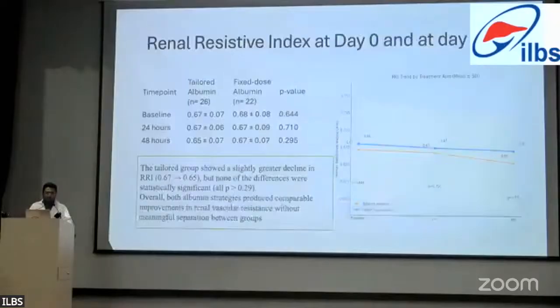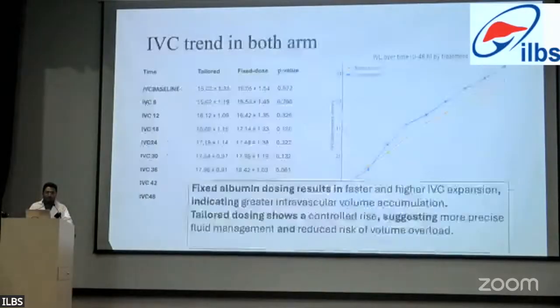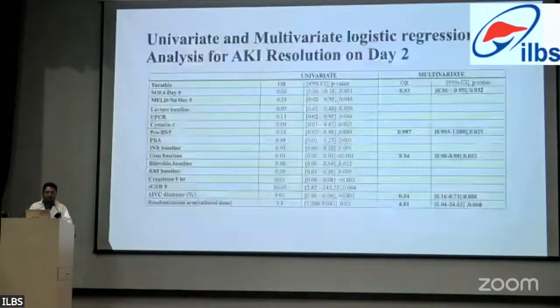The strategy of albumin is one important parameter, but the kind of AKI and the inflammation it causes, these are something which we also need to find out, and the mechanisms. So this is for AKI resolution.